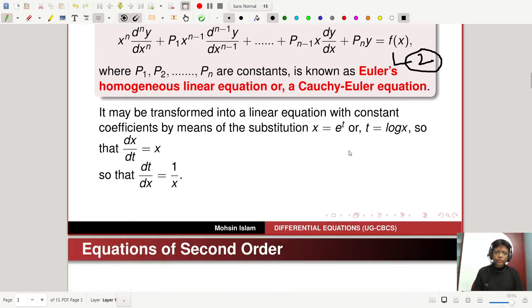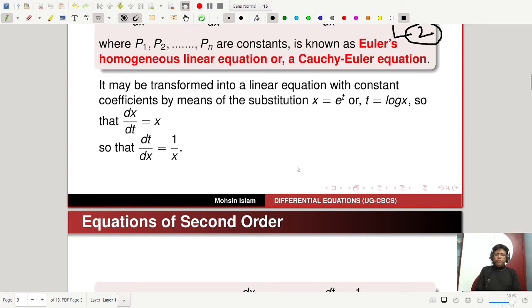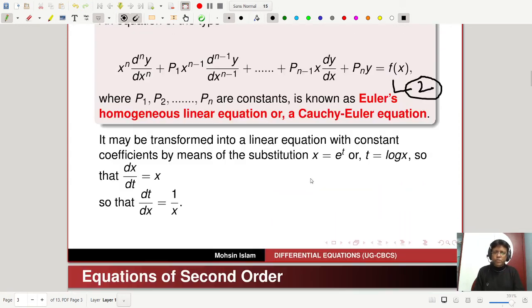So it may be transformed into a linear equation with constant coefficients by means of the substitution x equal to e to the power t, or t equal to log x. Your standard substitution in all this type of problems is x equal to e to the power t, so naturally t equal to log x. If you differentiate, dx/dt equal to x, so that dt/dx equal to 1 by x.